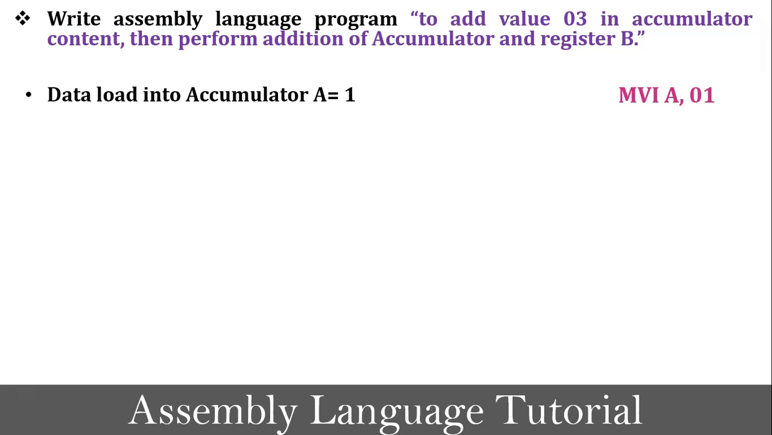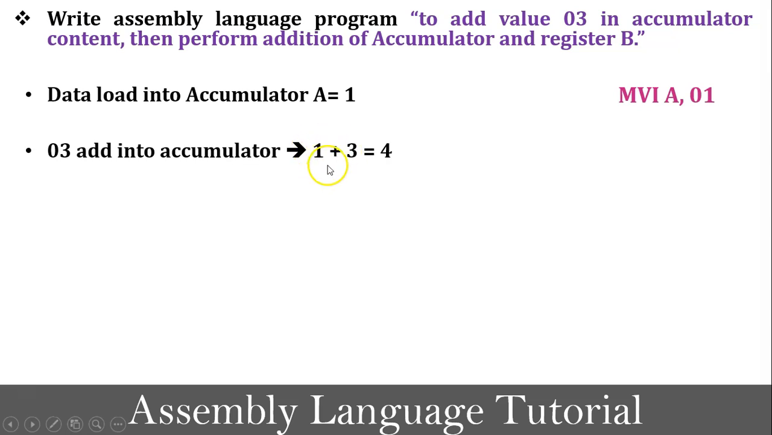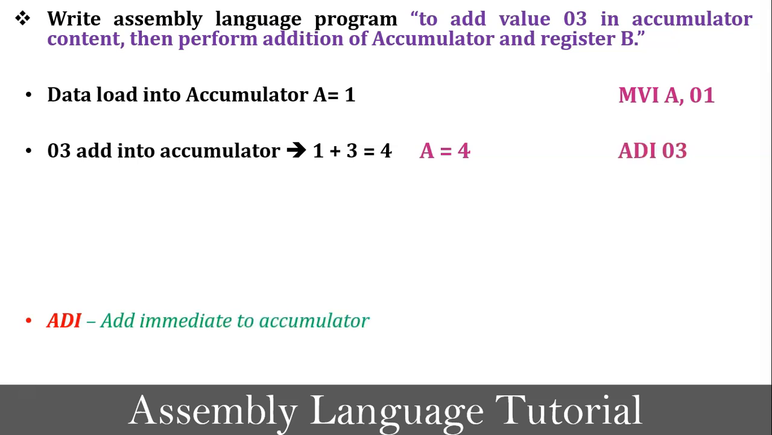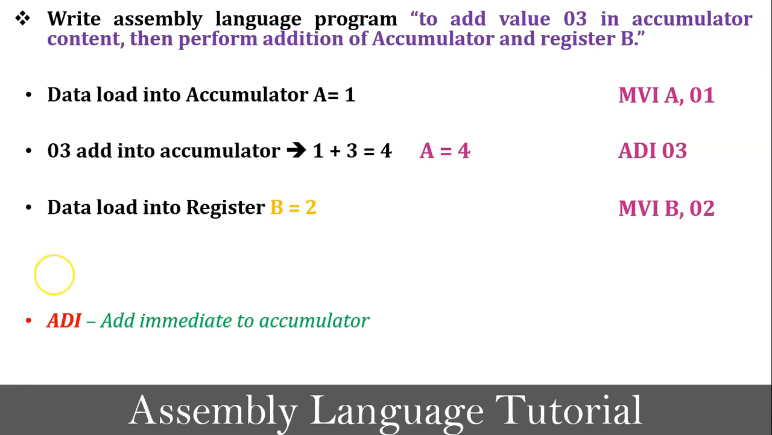Now we have to perform our first task, add the value 3 to the accumulator content. Here 1 plus 3 is equal to 4, so the resultant value is stored into the accumulator. Now the accumulator content A is equal to 4. The instruction for this statement is ADI 03. As per our definition, before performing the second task, I would like to store some value in register B. For example, the value 2 is loaded into register B. Now the content of register B is equal to 2. The instruction for this statement is MVI B, 02.